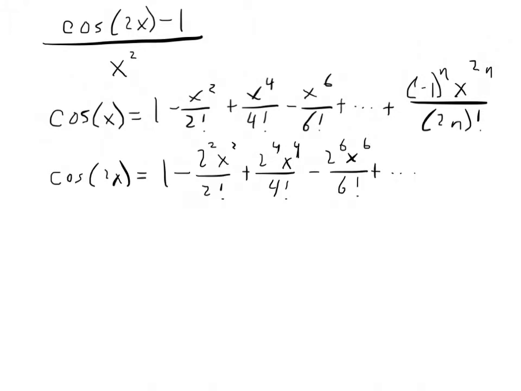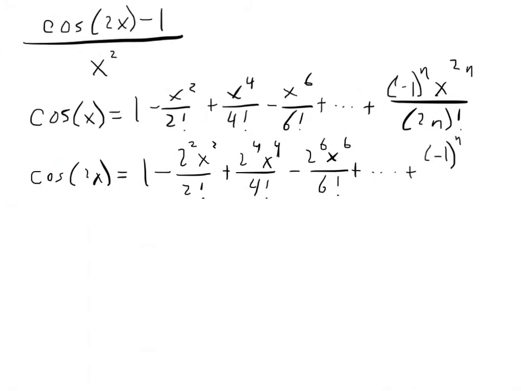Now, on yours, you may have done 4x squared and 16x to the 4th and 64x to the 6th, or you may have just left it as 2 squared x squared, 2 to the 4th x to the 4th, 2 to the 6th x to the 6th. Those are all fine. Those are all just simplifications. At the end step here, I'm looking at negative 1 to the n, and then it was basically 2 to the 2n and x to the 2n all over 2n factorial, right? Now the next step is that I'm supposed to take that thing and subtract 1 from it.